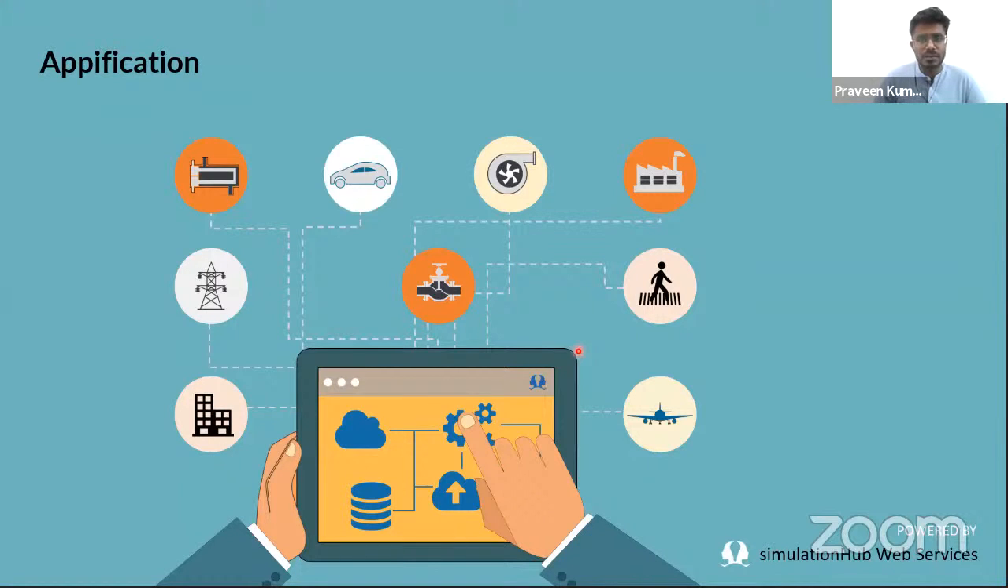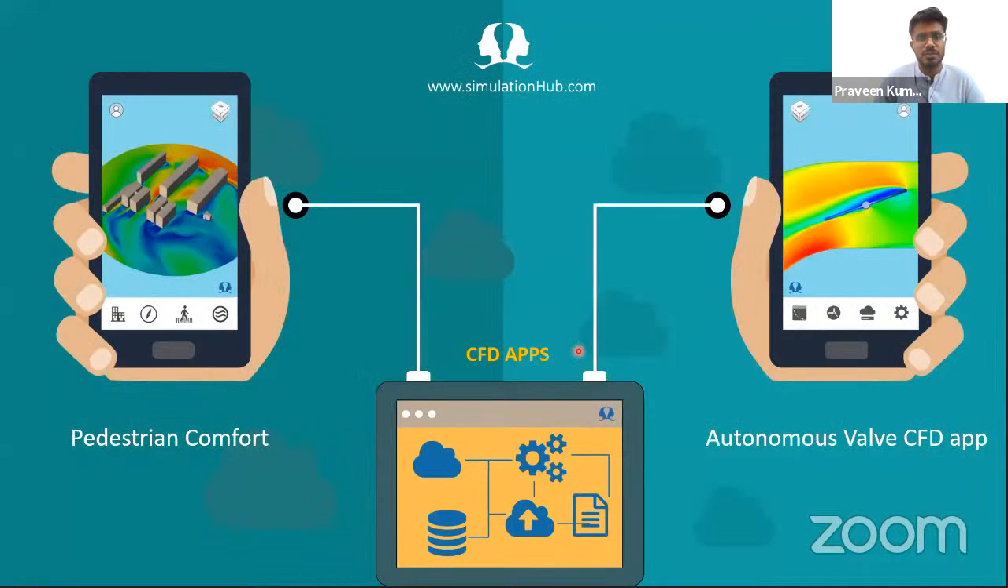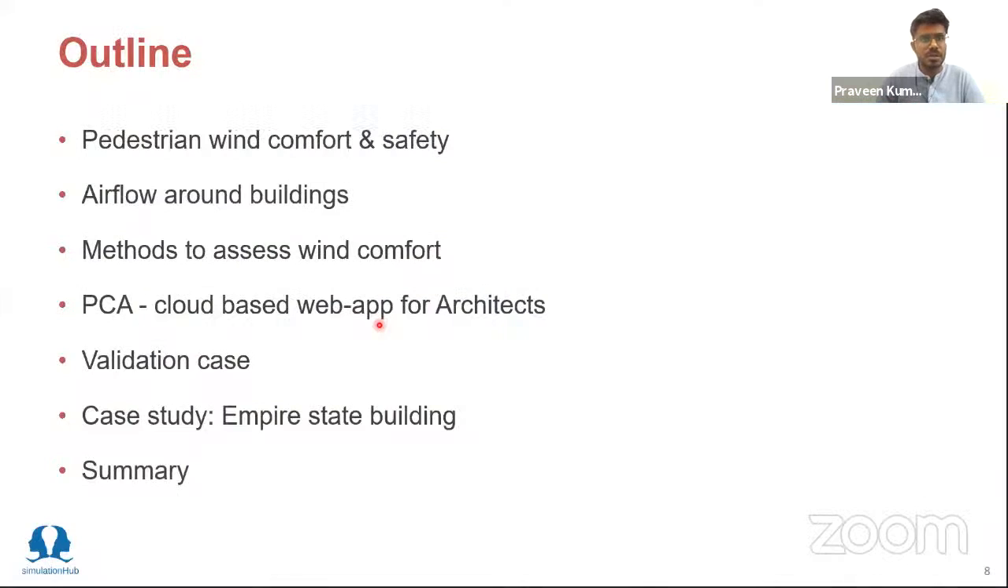Through these web services, we have already developed a few apps which are out in the market, like the Pedestrian Comfort Analysis app and the Autonomous Valve Safety app. These are vertical domain applications, targeted and designed for a specific domain. We'll go into detail later. So that's about us and what we do.